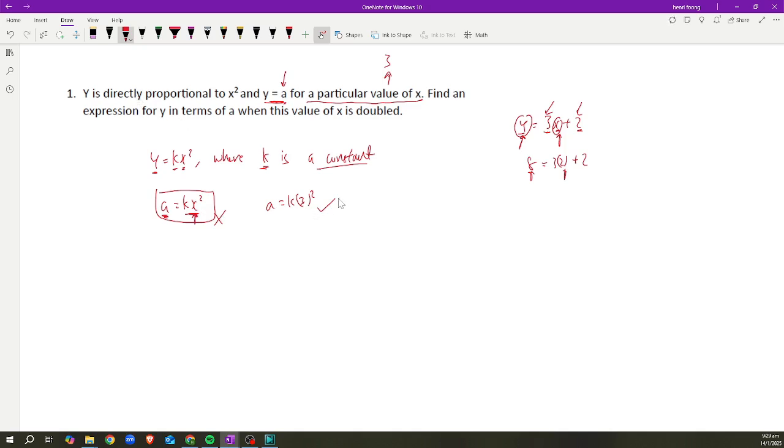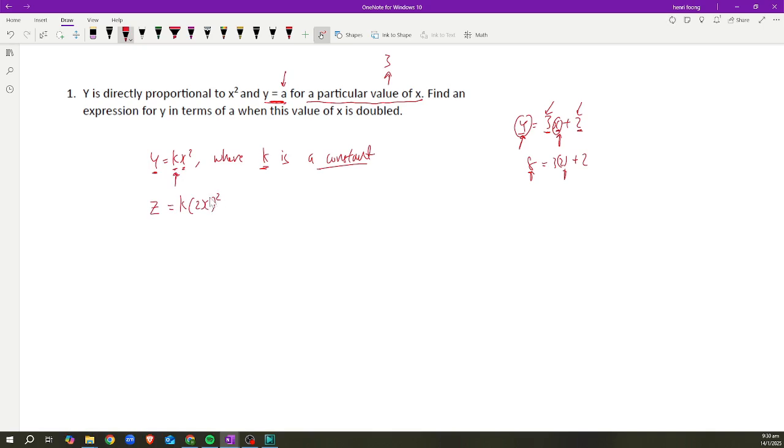But we can actually skip this step, right? There's a method that will not require you to write this step. In order to avoid confusion, we can just skip it entirely. Find an expression for y in terms of a when this value of x is doubled. So instead of finding out what k is so that we can double x and then find the new value of y, we can let z be k(2x) squared instead.